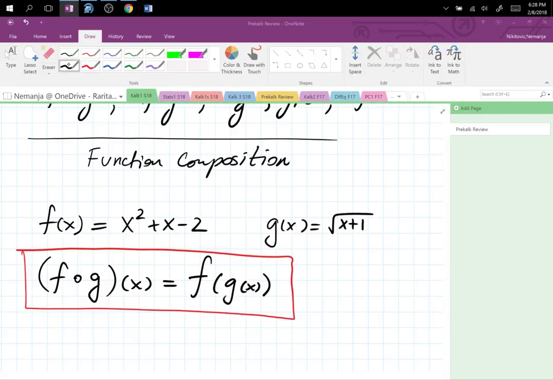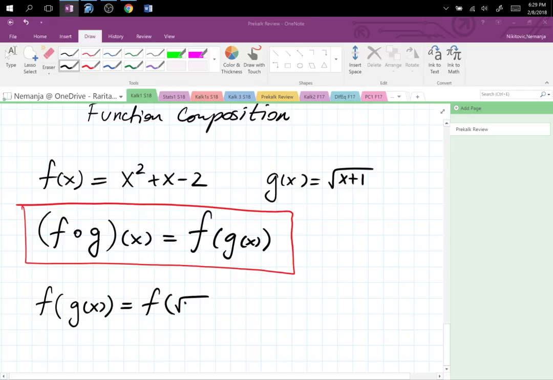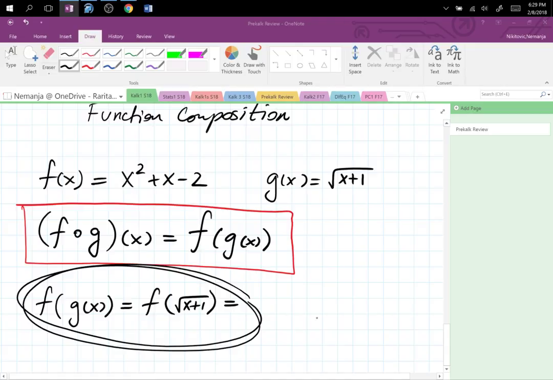Looking at our example above, you are going to take f and replace its x with g of x, which is f of square root of x plus 1. This notation means that you are supposed to change every x of f with g. Are you following? This notation means that every x of f needs to be replaced by the entire function g.